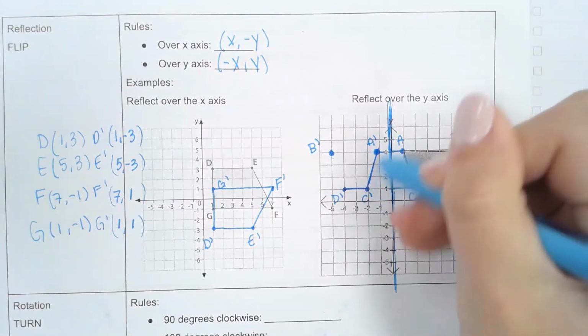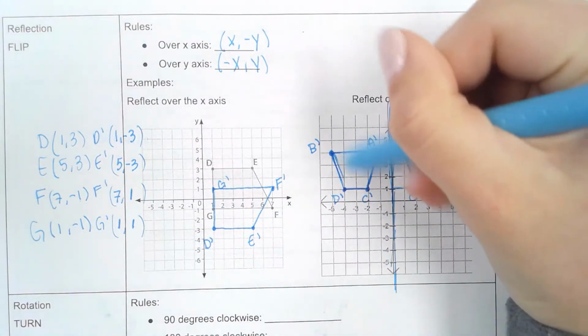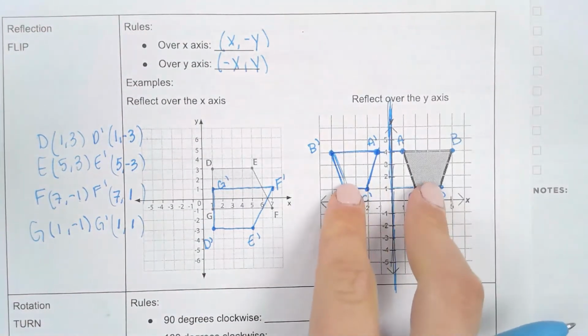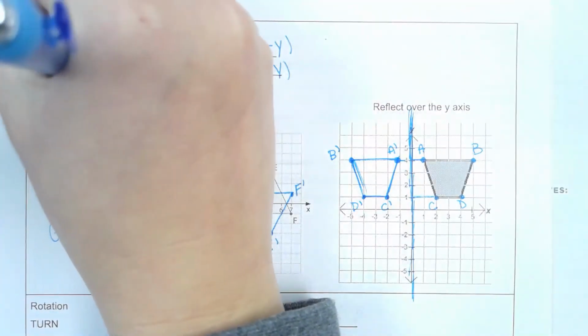So when you get done, again, it's going to look like a mirrored image. And notice how you still get the same shape, same size, so when you are reflecting, you are going to get congruent figures.